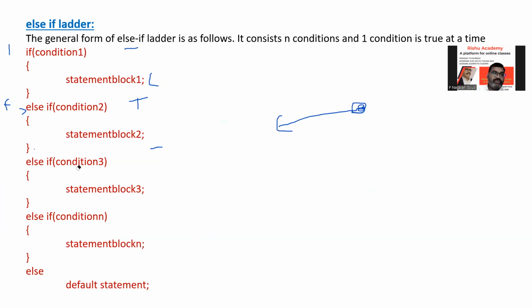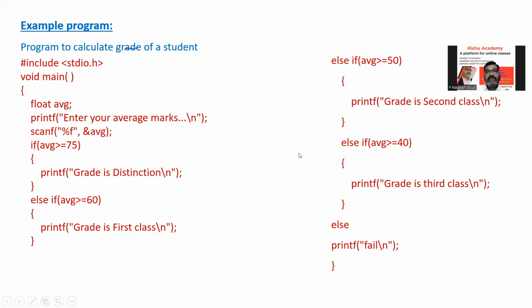Next, look at the example of else if ladder. This program calculates the grade of a student. How to calculate the grade of a student? It depends, the grade may be different from one university to another, one college to another. I just took this example. You need to read the student's average marks. Ask the student to enter his or her average marks. So I'm reading the average marks in the AVG variable. I declared the AVG variable as float type.